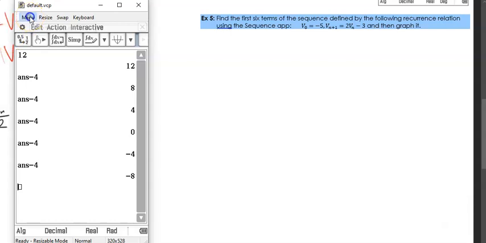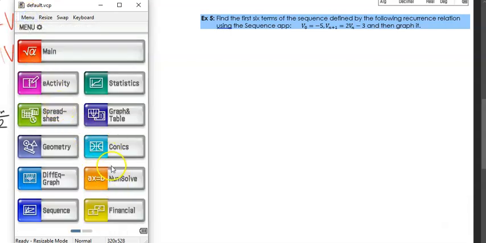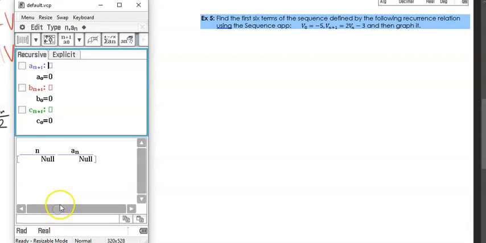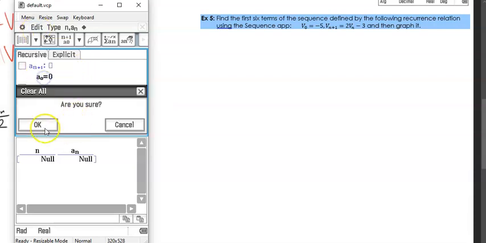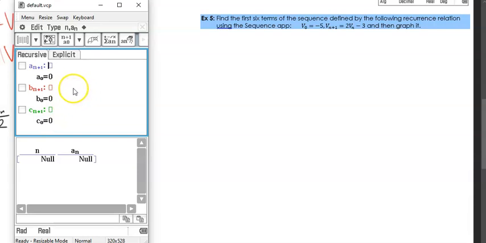But for now, we'll go into menu, and you'll see that there is a button here called sequence. It's in blue. Click on this. Now, if you've already got stuff in here, just go ahead and go edit, clear all, and make sure everything is clear here. Now, in this case, they use a of n plus 1. It makes no difference, just make sure that you're using the same terminology when putting it into the actual section here. So the rule is we need to get 2 times the previous term.